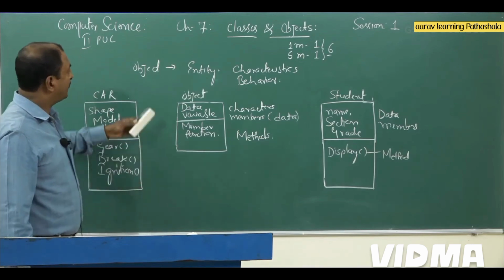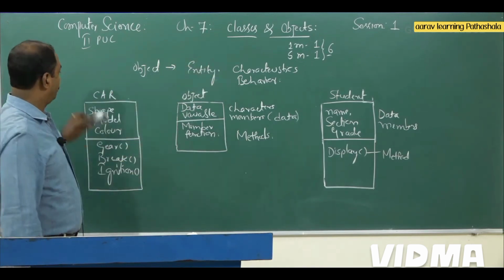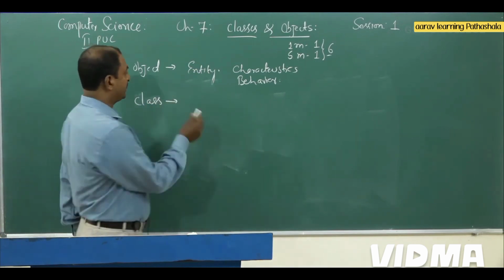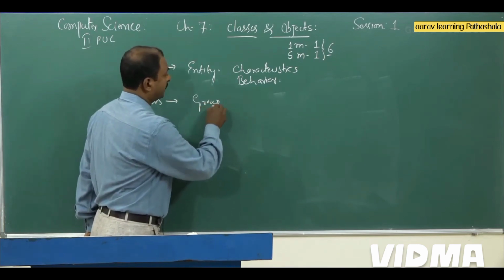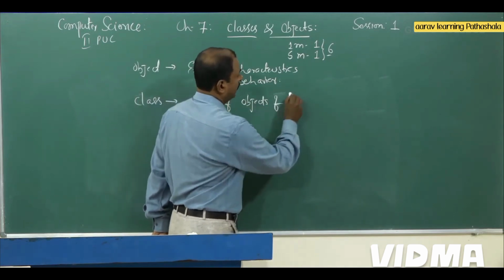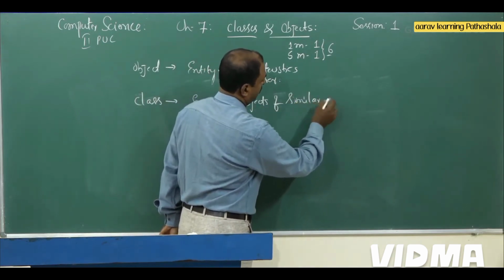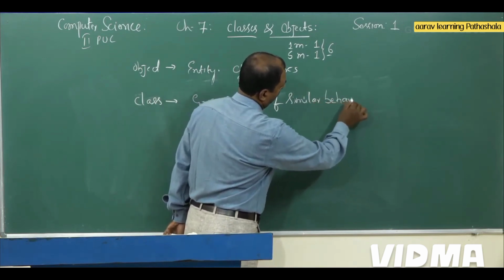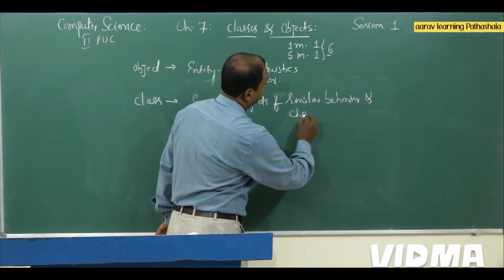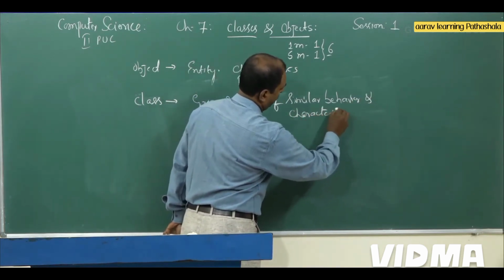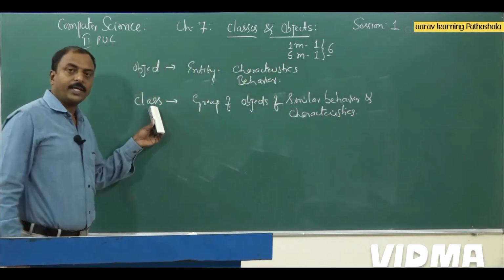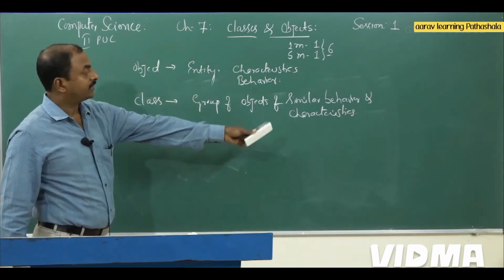Now let us see how do we represent class. Now in previous chapter you have learned the definition of a class. What is a class? Class is nothing but a group of objects of similar behavior and characteristics. So what is a class? Class is a group of objects of similar characteristics and behavior.